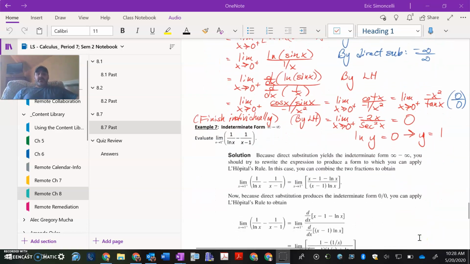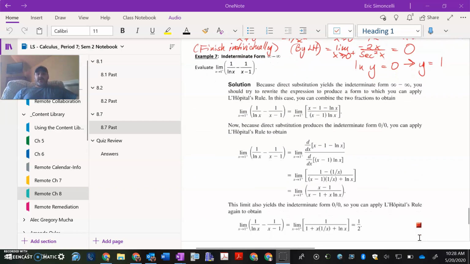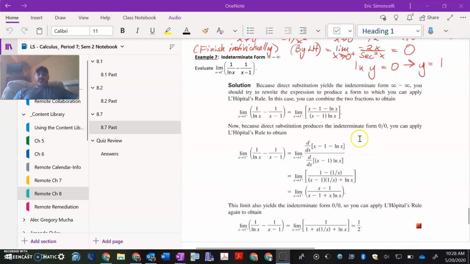Example 7, this particular question, I did ask kids to finish individually in the past. The full solution is right here for you to take a look at. It's a very interesting case that expounds on what we've been discussing. Infinity minus infinity is the indeterminate form that we're taking a look at and applying in context. So if you evaluate the limit as x approaches 1 from the right of this expression, using L'Hopital's rule again, of course, you will end up with a nice limit.